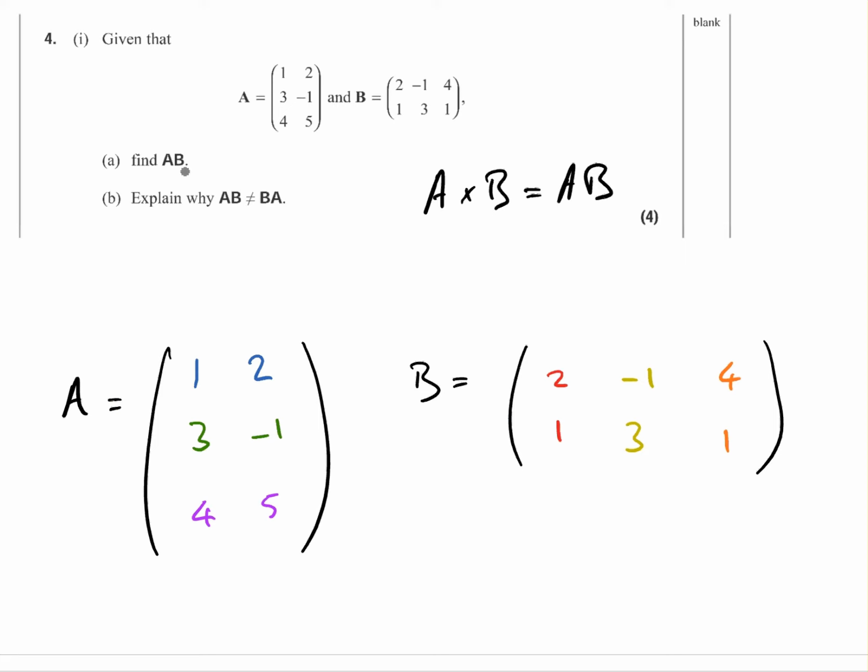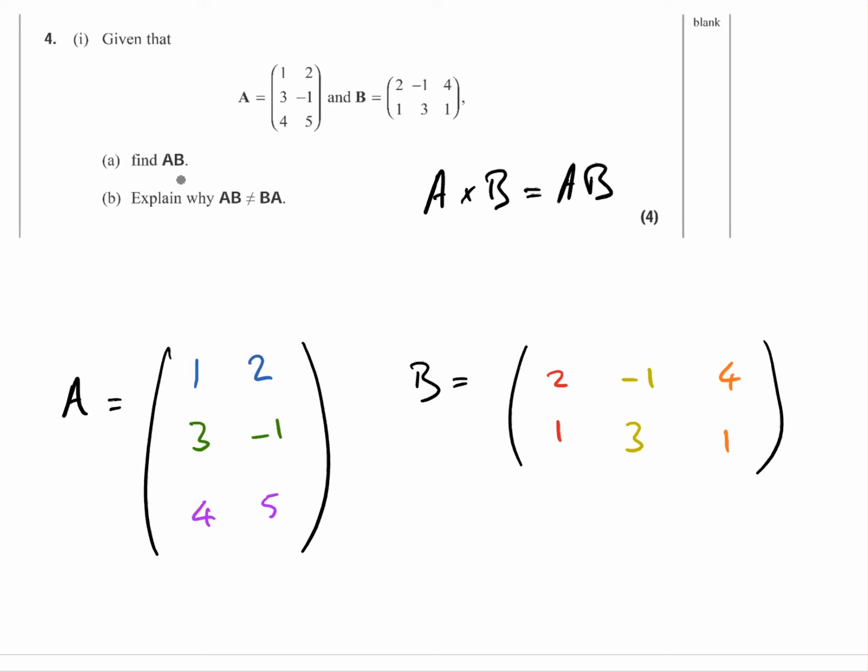So A times B, we want to split the first matrix up into rows, which you can see I've done here by colour coordination. The first row, 1, 2, is represented by blue. The second row, 3, minus 1, is represented by green. And the third row, the 4 and the 5, is represented by purple.